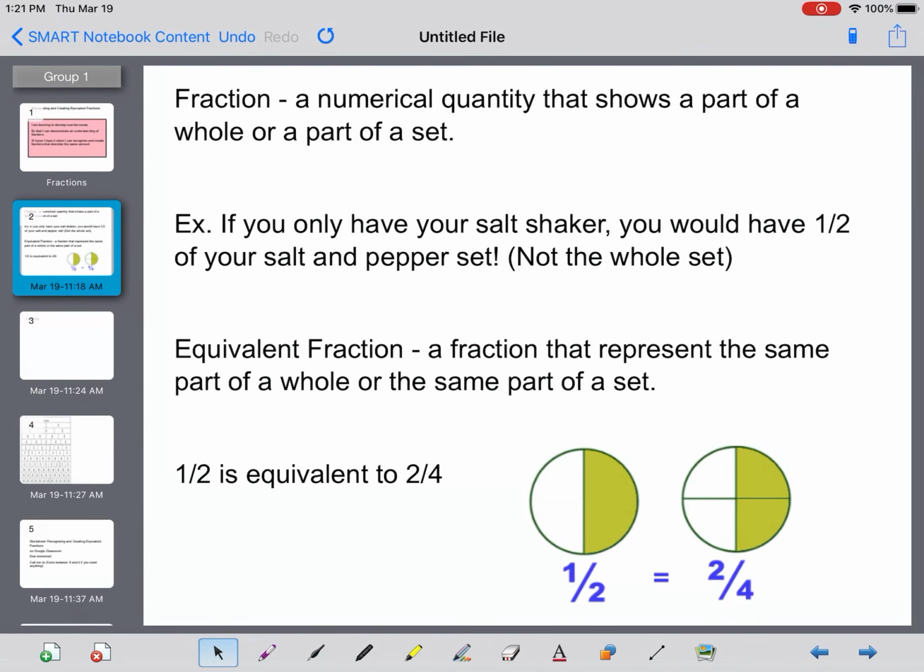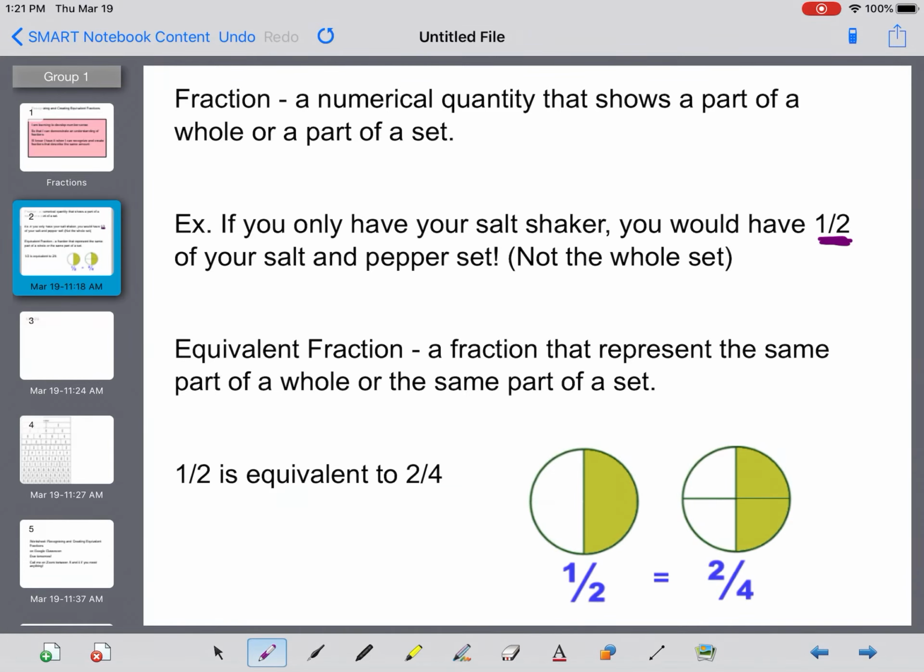Okay, so first of all, let's talk about some definitions. The definition of a fraction is a numerical quantity that shows a part of a whole or a part of a set. An example would be, if you only have your salt shaker, you would have half of your salt and pepper set, not a whole set. And that numerical quantity would be this 1/2 right there.